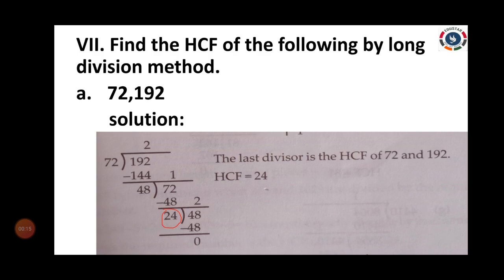Then Roman letter 7. Find the HCF of the following by the long division method. A, 72 and 192. Write down the solutions. In this division method, the last divisor is the HCF. So the HCF of 72 and 192 is equal to 24.